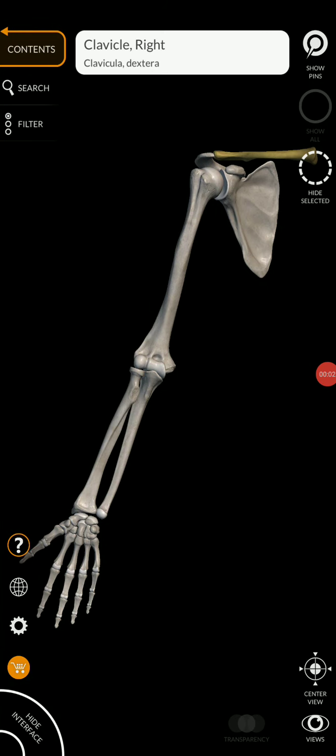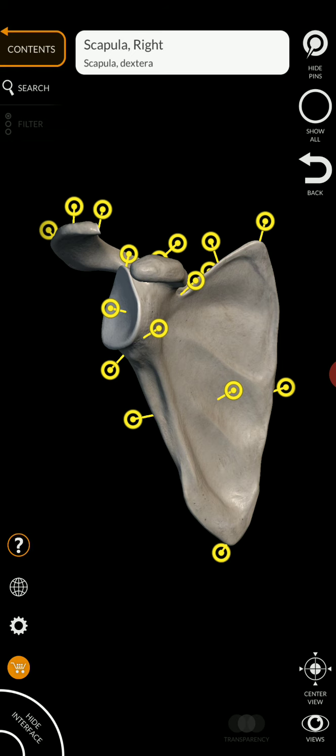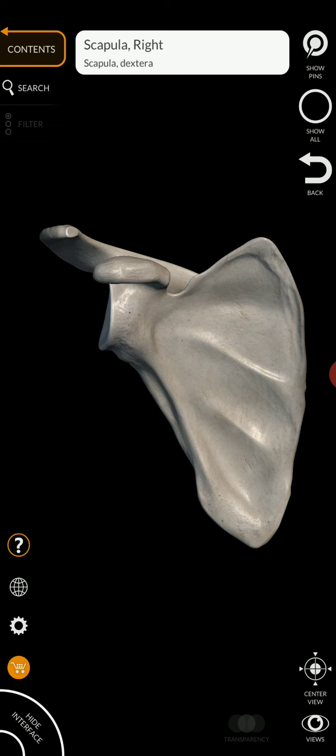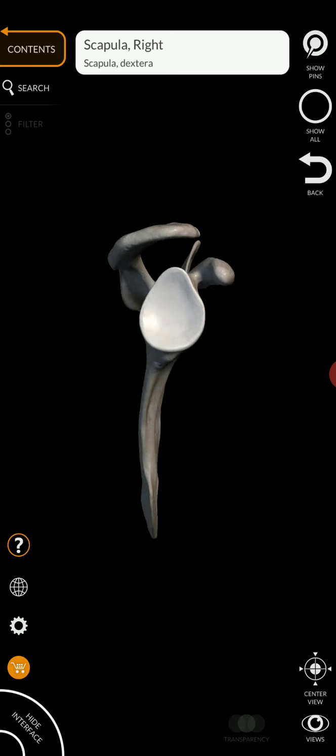We just left the clavicle. Now let's move to the scapula. Scapula is also known as your shoulder blade. So let's isolate that. Okay, notice that the anterior side of the scapula is very different from the posterior side.